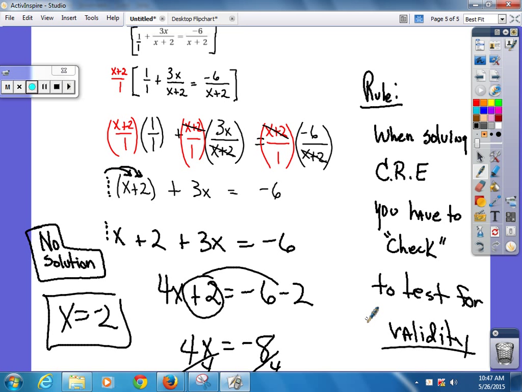And if you plug -2 in and you get something that causes a problem, like 0 in the denominator, then your answer is no solution. So you would mark through the x is equal to -2, and your answer is no solution.